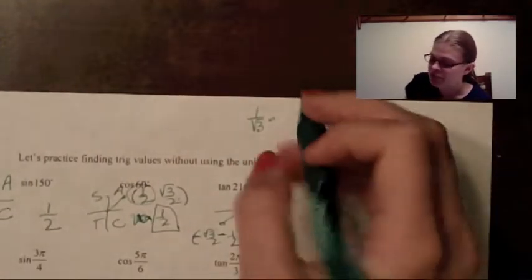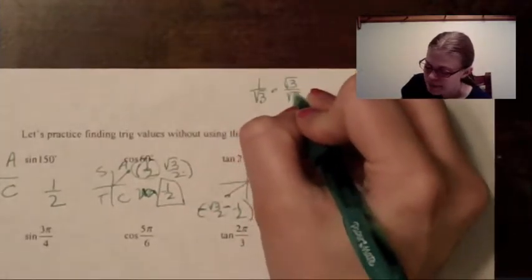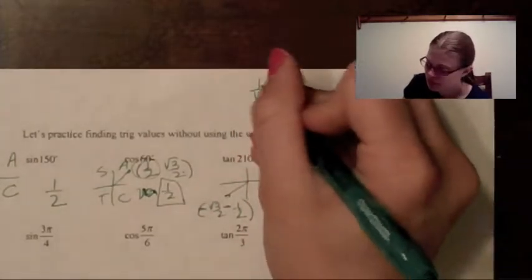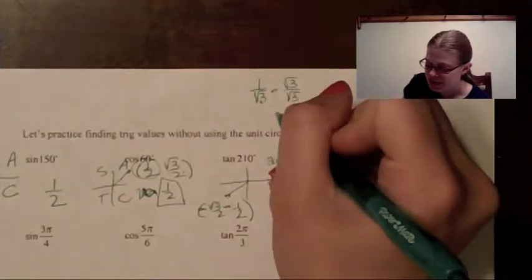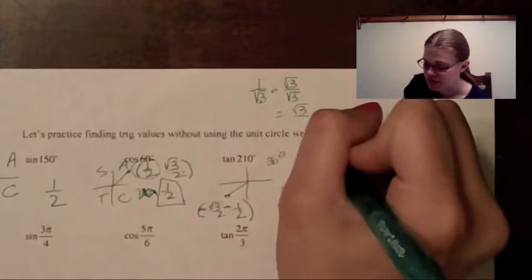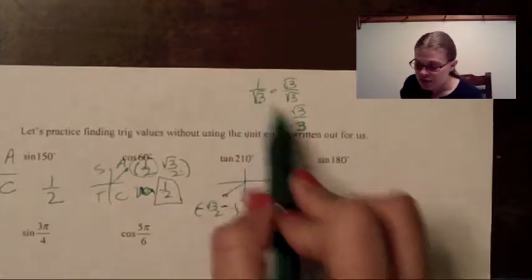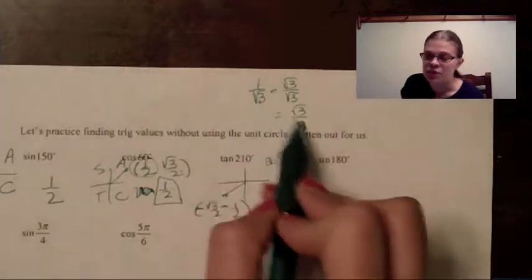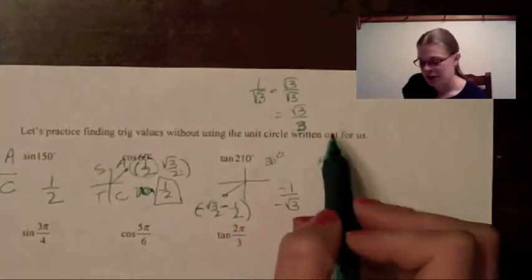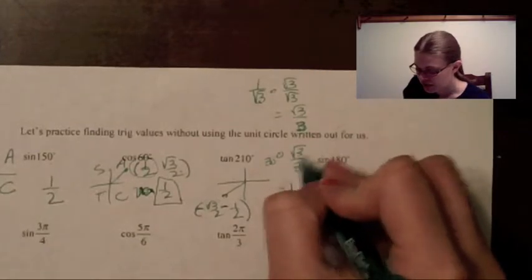But remember, you have to rationalize, so I need to multiply by root 3 over root 3. It may be beneficial for you to remember that 1 over root 3 is the same thing as 1 times root 3, which is root 3, over root 3 times root 3, which is just 3. So 1 over root 3 is the same thing as root 3 over 3. One is rationalized, one is not. Okay? So this turns into root 3 over 3.